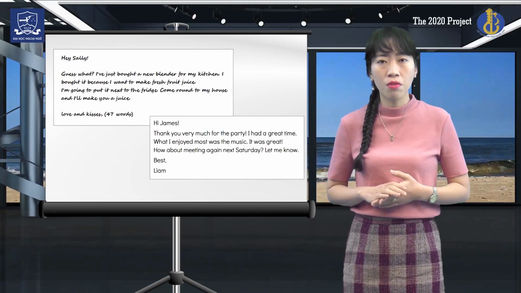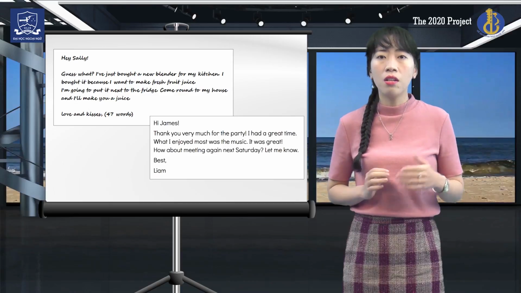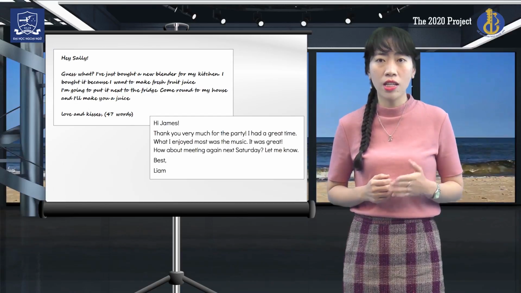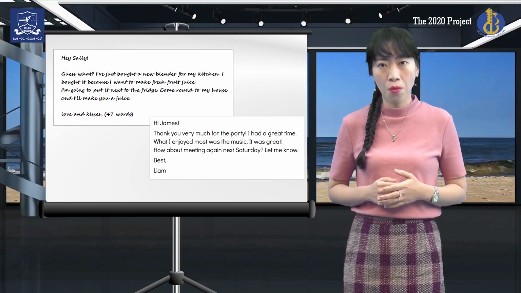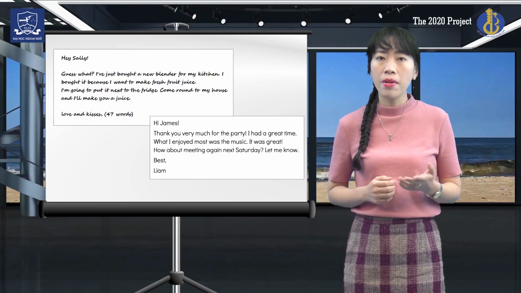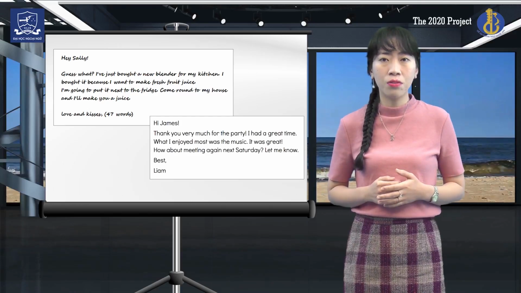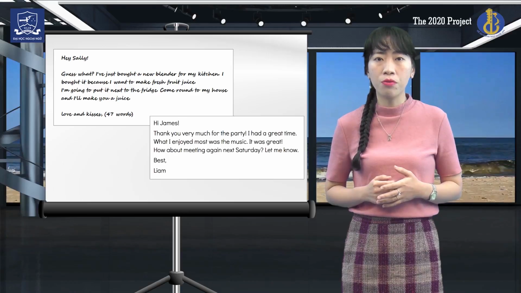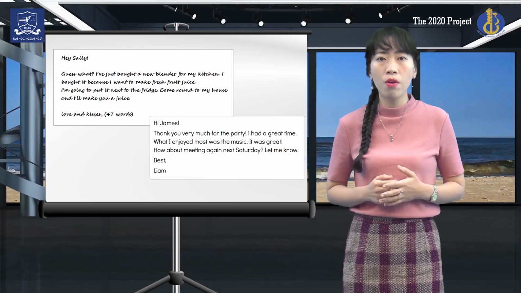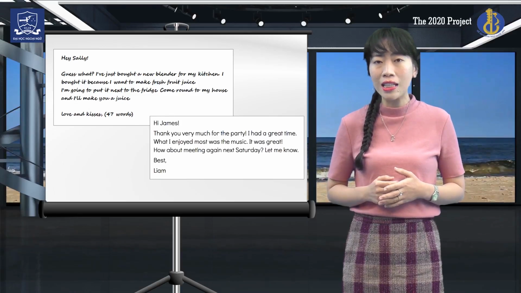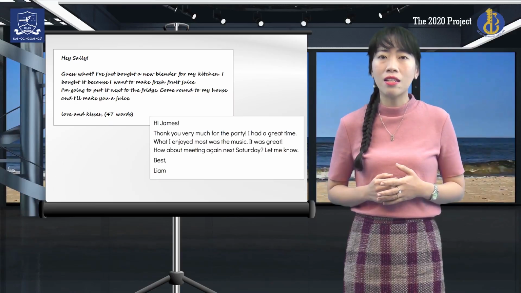Here are 2 examples of notes that learners at B1 level can write. Look at the examples and pay attention to the content and the language in the notes. The messages in the notes are very clear and straightforward. The first note, you can guess, maybe it's written to a close friend or a neighbor. The writer wants to invite Sally over to his or her house to enjoy some fruit juice that he or she makes from a newly bought blender. The second note is between Liam and perhaps his friend or colleague, James. Liam thanks James for the party that James organized and suggests meeting again.